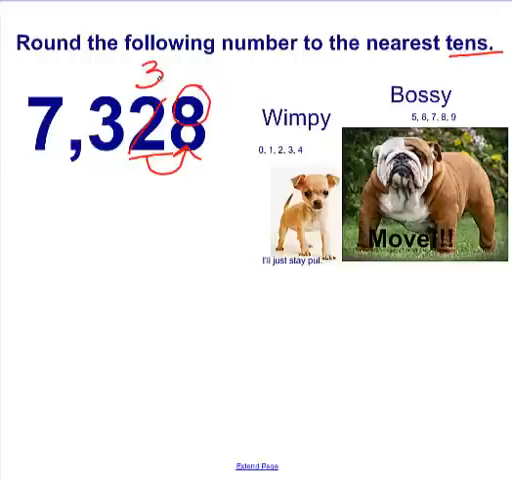And 30 is tens. You rewrite the number. You must keep all the numbers in front of the tens. 7,300. Now we're going to write the tens that the 28 is closest to. 30. So 7,330 is the nearest tens that this number right here is closest to.